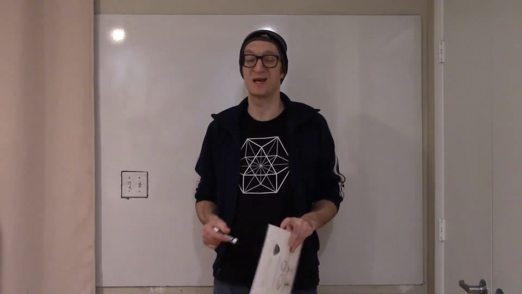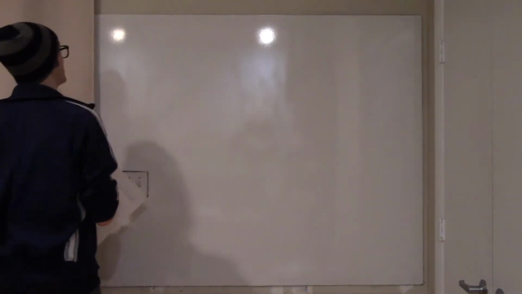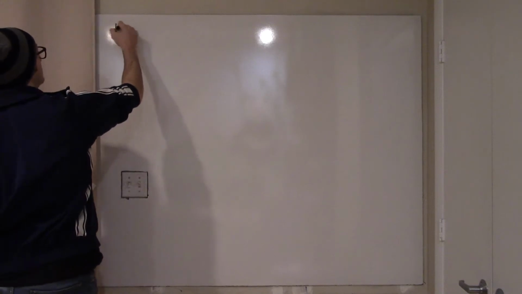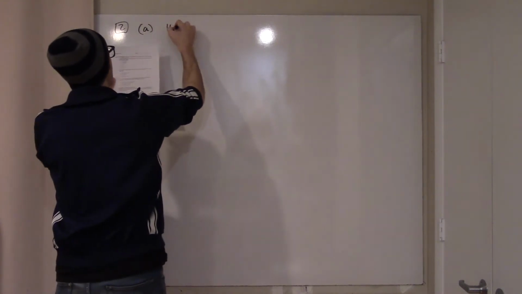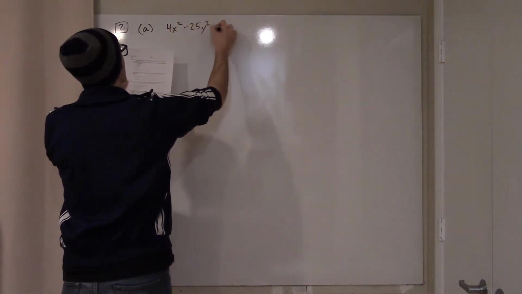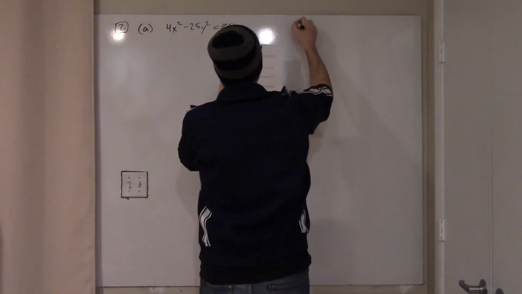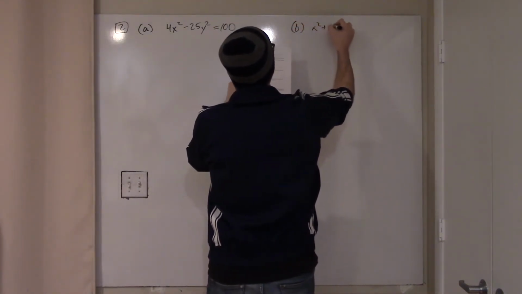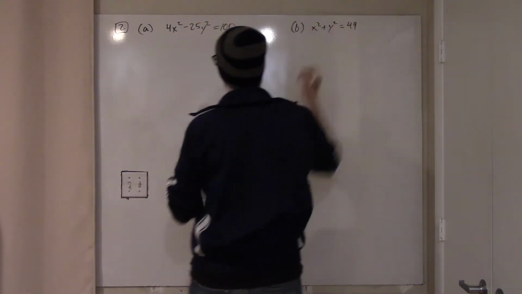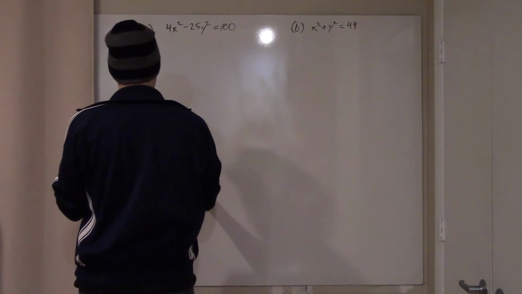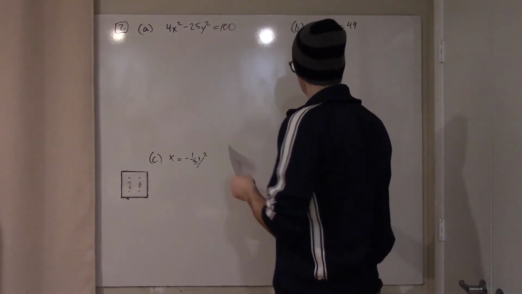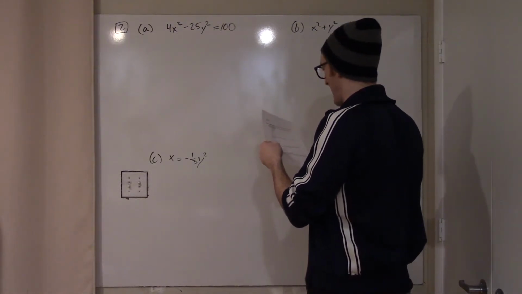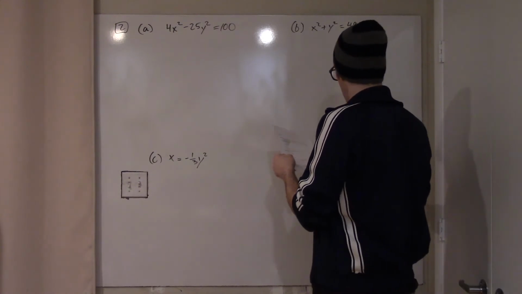I really don't think it's necessary that I do all of these, and so maybe I won't. I don't know, but number 2 might be helpful to some people to see this being done. So I'll just very quickly do these 4 problems. A is 4x squared minus 25y squared equals 100. B is x squared plus y squared equals 49. C is x equals negative 1/3 y squared, and D is 24x squared plus 4y squared equals 96.